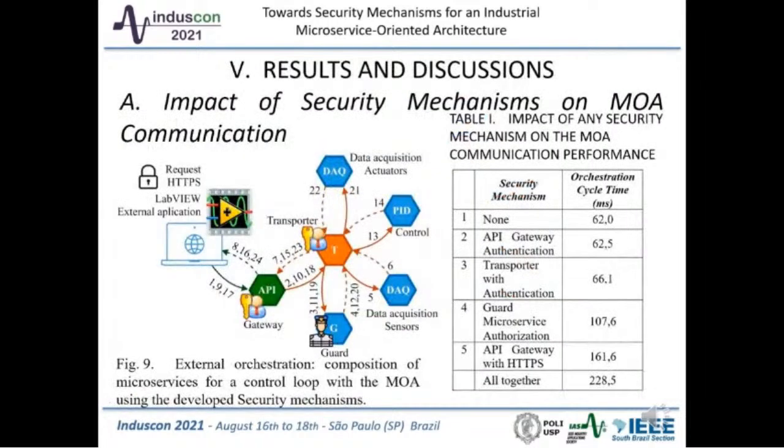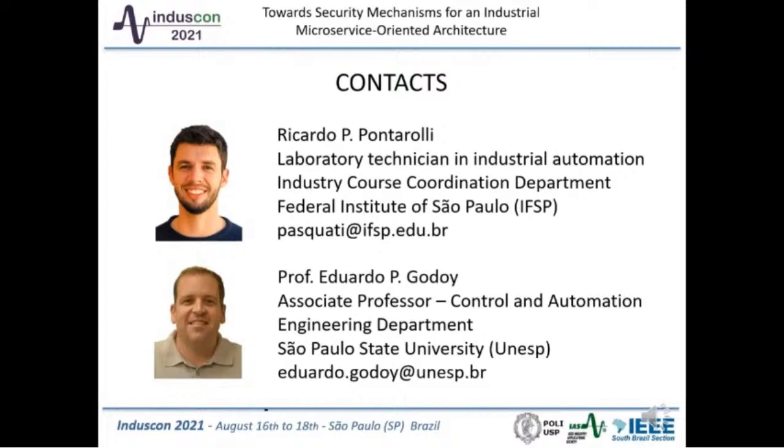We enabled one mechanism at a time to see its impact on the total control time, where without any security mechanism we got 62 milliseconds, and with all mechanisms enabled, 228 milliseconds, which represents a significant increase, but still performing the control normally. If you have any questions, please contact us.